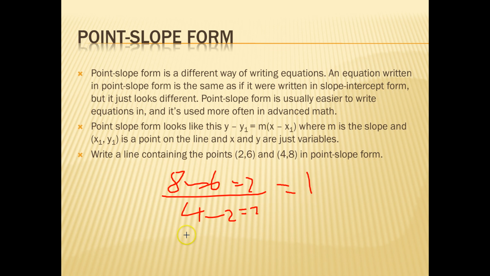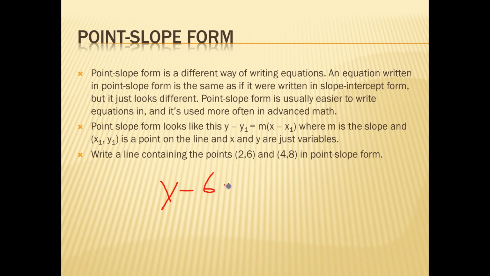Now we just plug everything into the equation. So y, let's use (2, 6). It doesn't really matter, but let's just use (2, 6). So we already found that the slope is equal to 1. So let's just use the point-slope form. So y minus the y value, which is 6, is equal to the slope 1 times x minus the x value, which is 2. And this is the equation of the line in point-slope form.